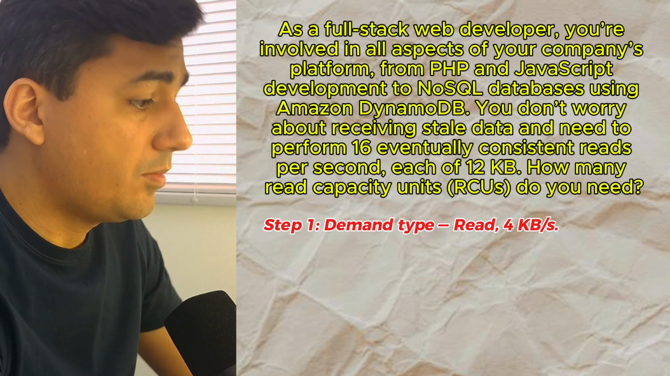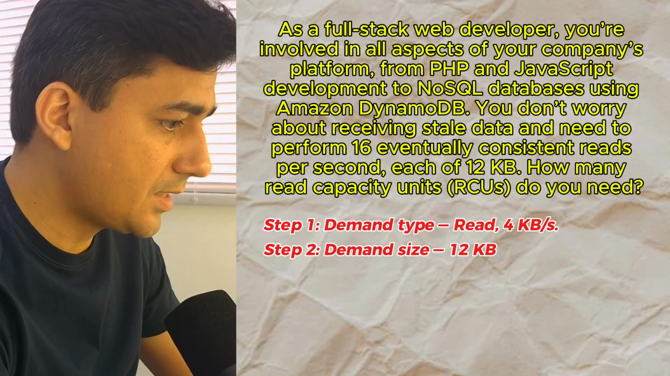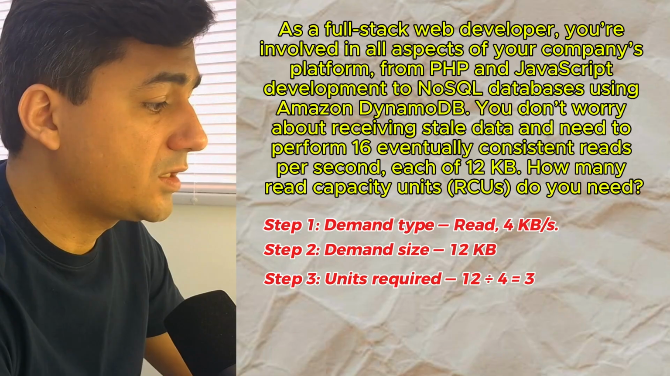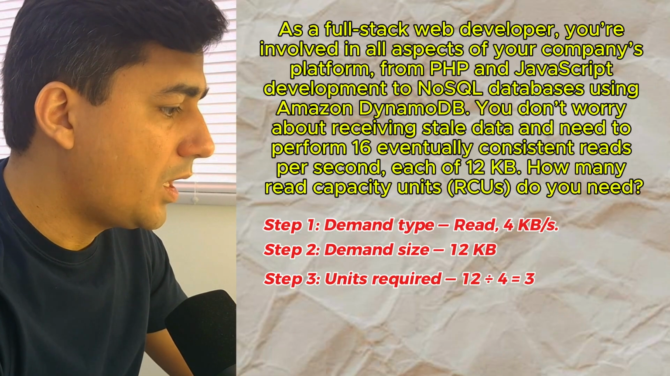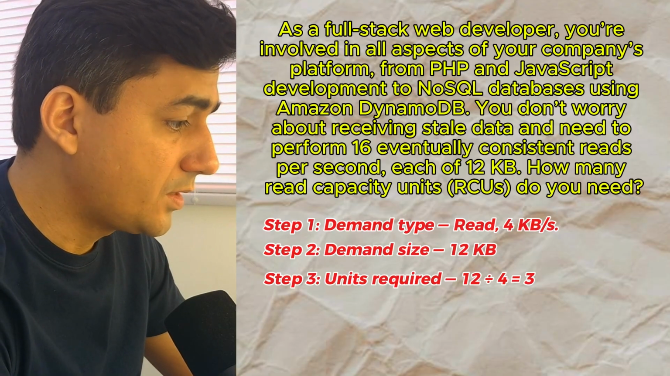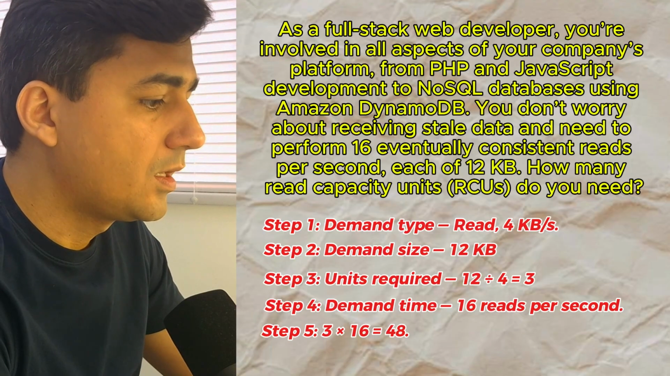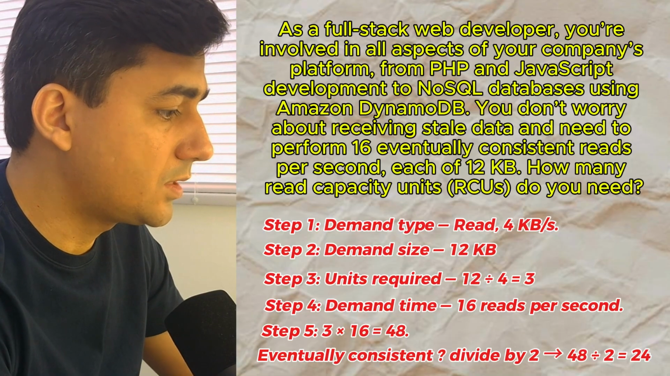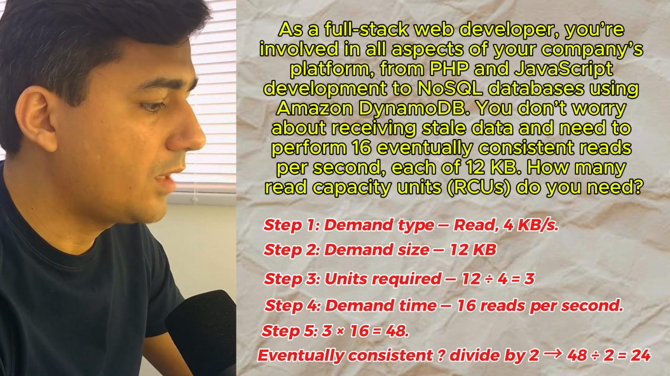Step 1. Demand type. Read, 4 kilobytes per second. Step 2. Demand size, 12 kilobytes. Step 3. Units required. 12 divided by 4 equals 3. We need 3 units of 4 kilobytes to handle the demand of 12 kilobytes. Step 4. Demand time, 16 reads per second. Step 5. 3 times 16 equals 48. Step 6. Eventually consistent? Yes. Divide by 2. 48 divided by 2 equals 24. Answer. You need 24 RCUs to handle this demand.